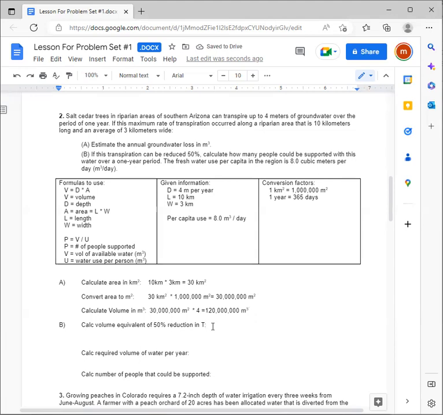Okay, calculate the volume equivalent of 50% reduction. So we need to cut this number in half. So this, and then we'll multiply that by 0.5. And then that's going to give us 60 million cubic meters.